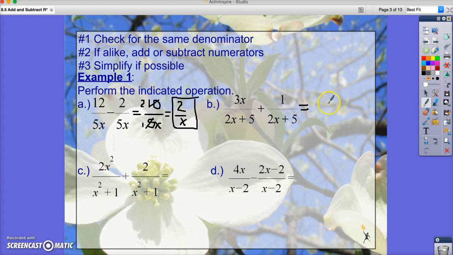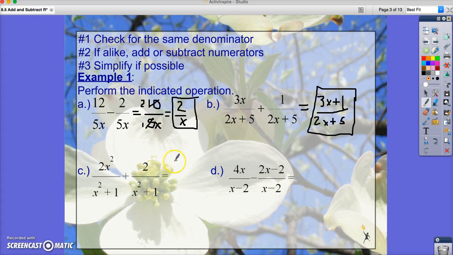All right, let's look at B. Common denominator again, so 3x plus 1 is just 3x plus 1 over the denominator, which is 2x plus 5. Now, can I simplify 3x plus 1? No, it's in simplest form. How about the denominator, 2x plus 5? No. Can I cancel anything out? No, they are unlike. So sometimes that'll happen, and that'll just be my answer. You have to ask yourself those questions. All right, let's look at C.